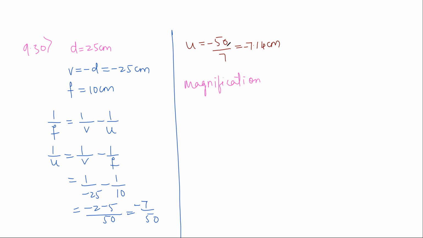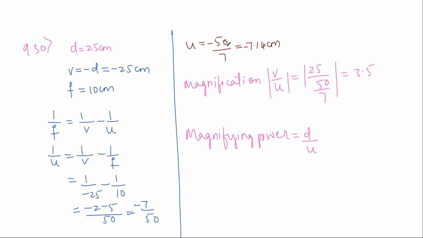So magnification is taking mod of V by U, which is equal to 25 divided by 50 by 7. After simplification, we got 3.5. So magnifying power is calculated by using formula D divided by U. So that is 25 divided by 50 by 7, which corresponds to 3.5.